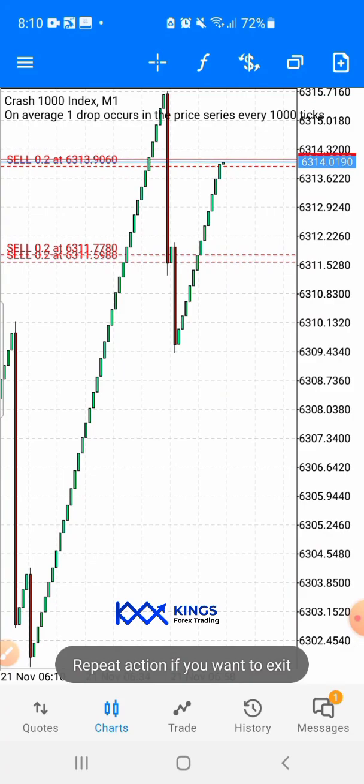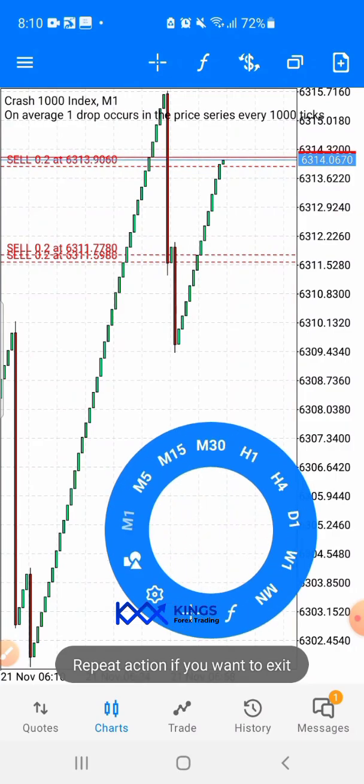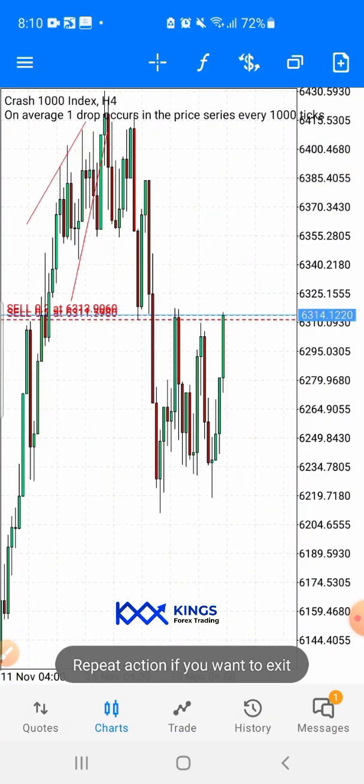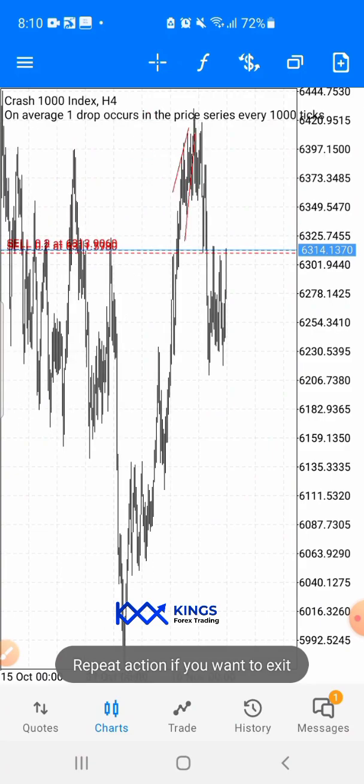So let me just share with you the reason why I'm making this entry, and I'm confident enough that I'm going to be in profit. If I switch to a higher time frame first, we'll start with the 4 hour time frame. This is the 4 hour time frame. What you have to do is just zoom out completely. You can see I have zoomed out completely.